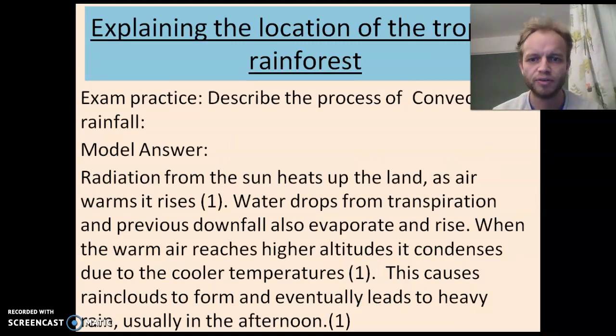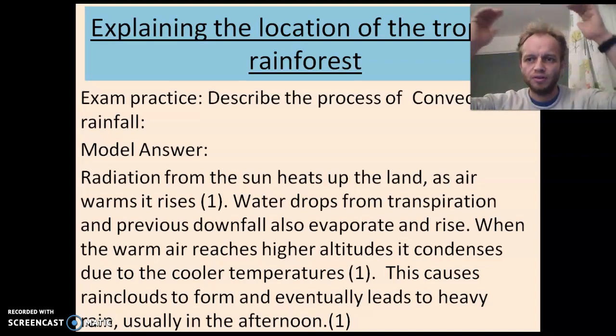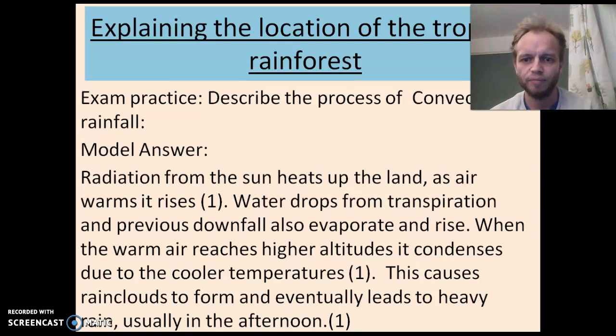So radiation from the sun heats up the land. As air warms, it rises. So we need to have that in our answer, the fact that the warm air rises. Water droplets from transpiration and previous downfall also evaporate and rise. When the warm air reaches higher altitude, it condenses due to the cooler temperatures. We know that at high altitudes it's much cooler, and so we get higher levels of condensation. This causes rain clouds to form and eventually leads to heavy rain, usually in the afternoon.